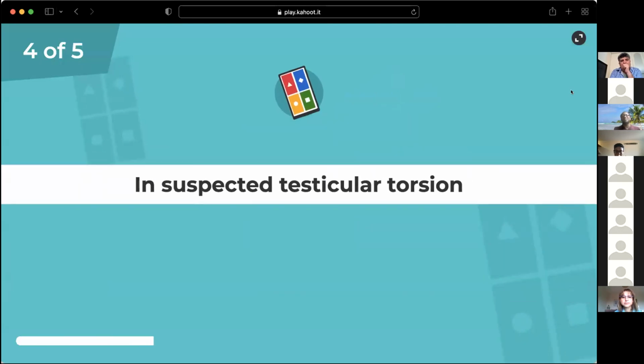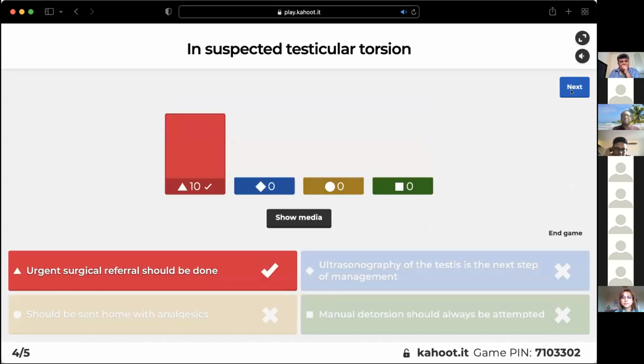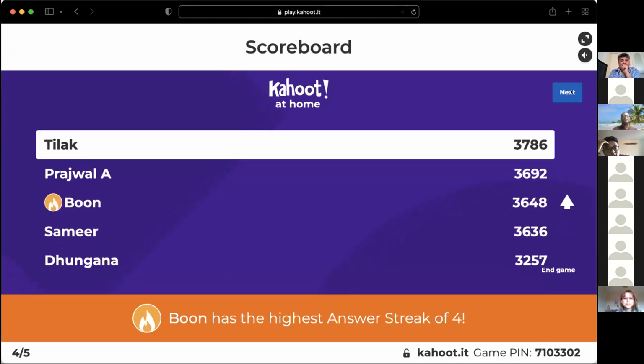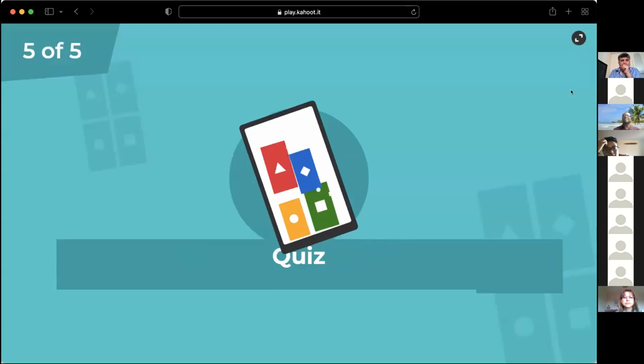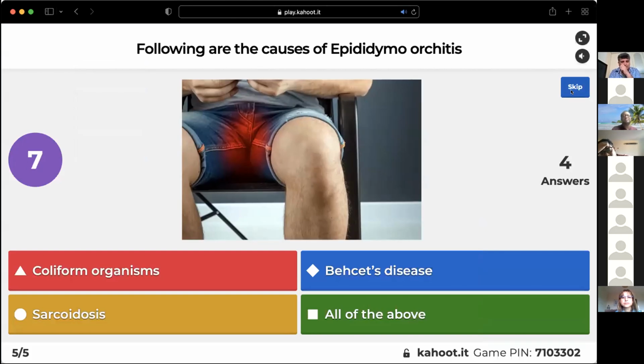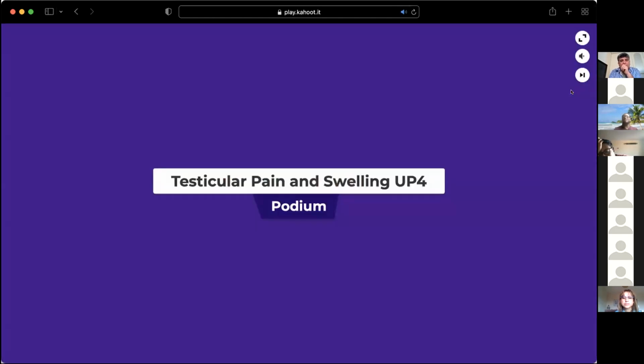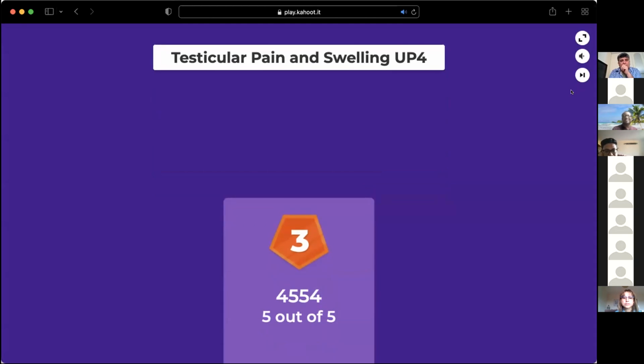Next, 2 more. In suspected testicular torsion, what should we do? Ultrasound, surgical referral, send home on some paracetamol. Send home. Wow. So everybody's happy now. Last question. Oh, Boone is now on fire, but Tilak is not letting go. The following are causes of epididymo-orchitis: coliforms, Behçet's disease, sarcoidosis, everything above. Wow, everybody's happy now. Okay, who's on fire?